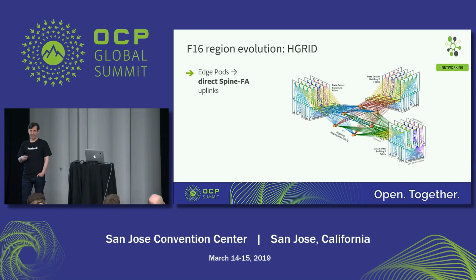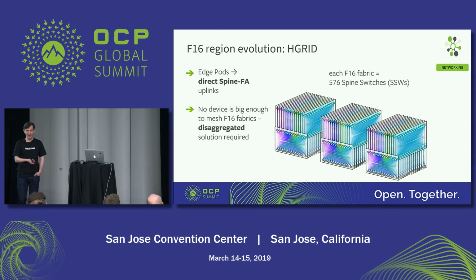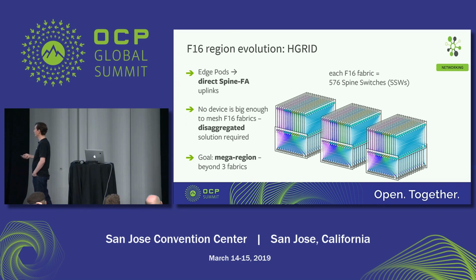We also reimagined our region from the 3-building full mesh connectivity to a large FA system and edge pods. We went to direct connectivity from spine to aggregation tier. But how to aggregate these large fabrics? Each one of them can have up to 576 spine switches. No device is simply big enough to aggregate so many ports, even at 100 gig, not even talking about beyond 100 gig. Especially when our goal is to go beyond 3 fabrics.